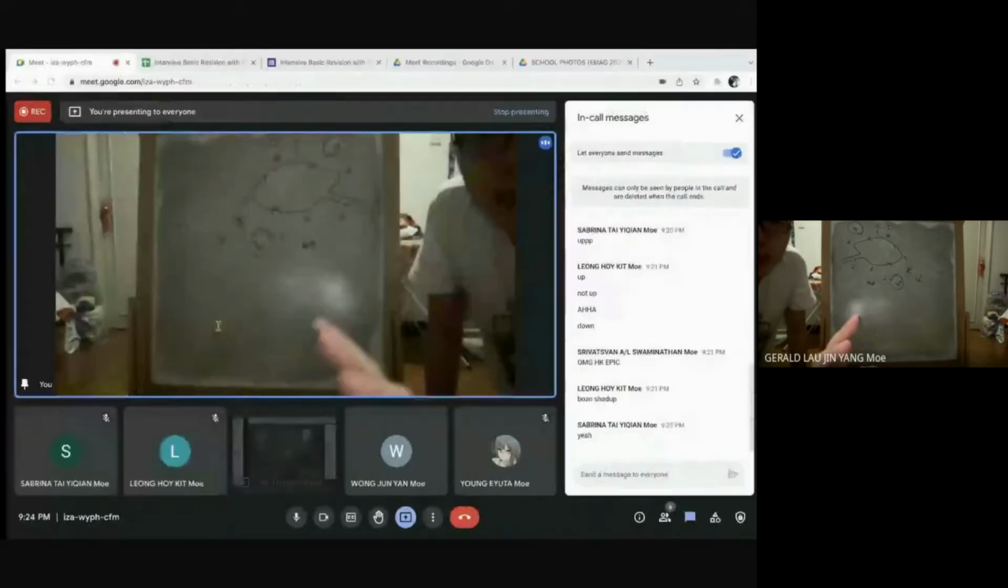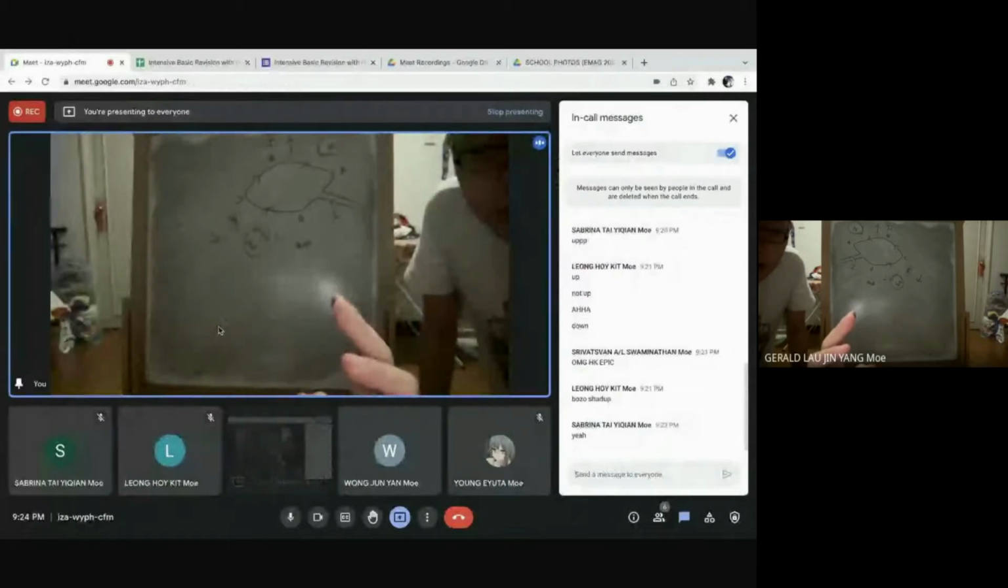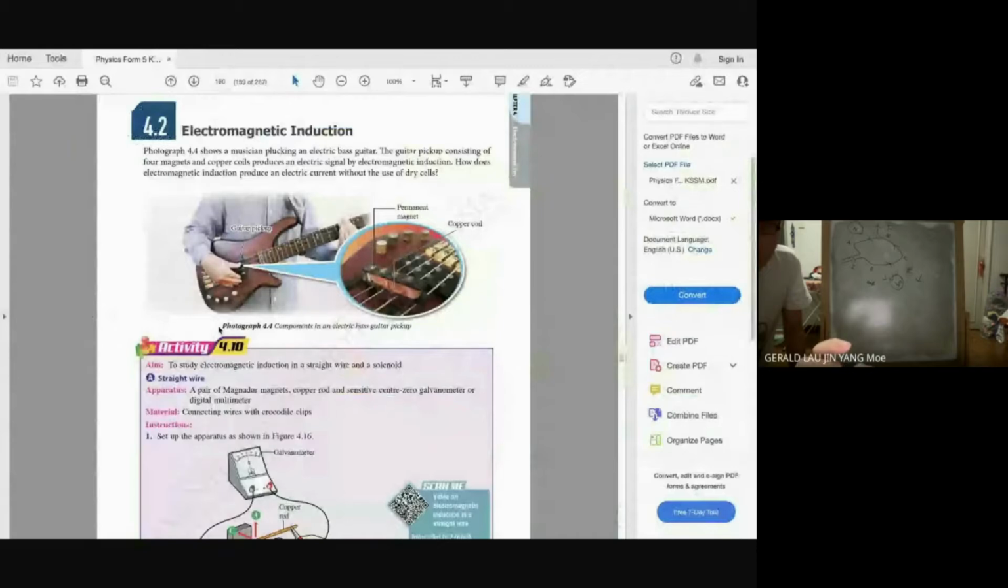Okay, that's all for the normal current. Okay, now we move on to electromagnetic induction. What does it mean, induction? Induction means you will produce an induced current. What does it mean, induced current?